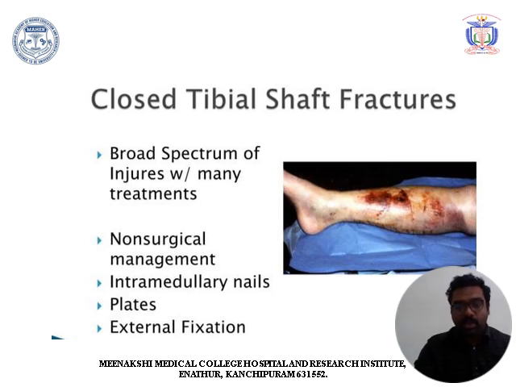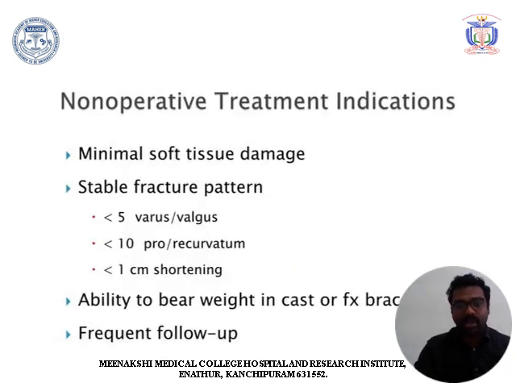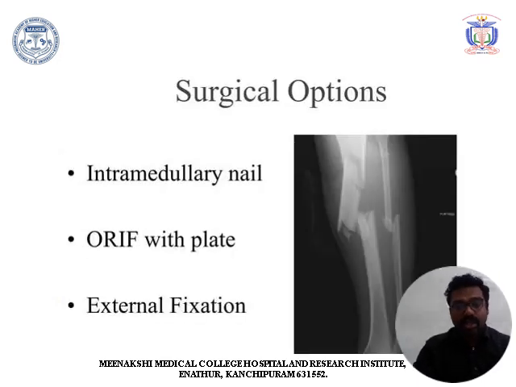In complicated or comminuted fractures, you usually plate. In an open injury, we usually do an external fixation, and also if we are doing a fasciotomy, you do an external fixation. As I previously said, the acceptable limits are less than 5 degrees of varus valgus, 1 centimeter of shortening and 10 degrees of procurvatum recurvatum. Even though this is theoretically given, we usually operate for lower limb fractures. Surgical options are intramedullary nail, ORIF plating and external fixation.